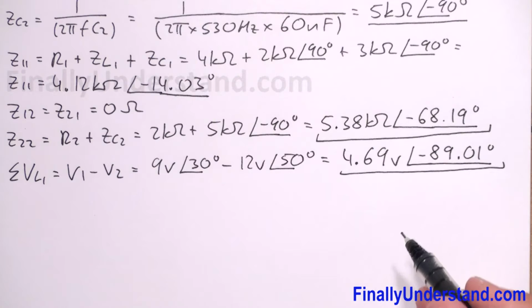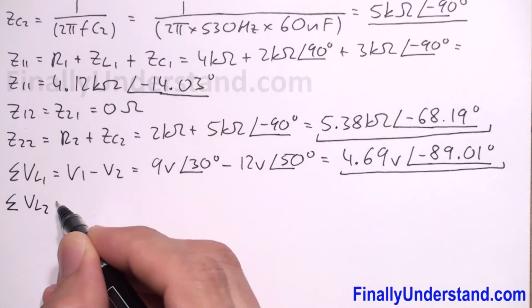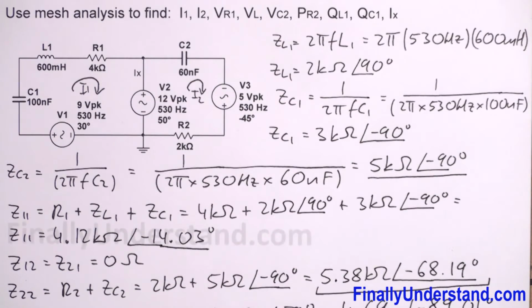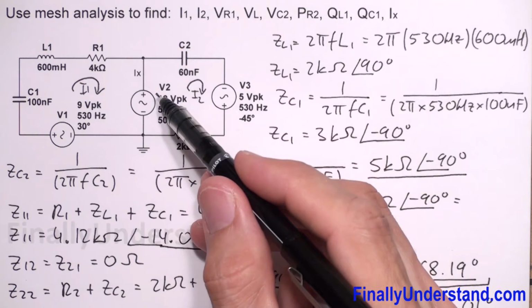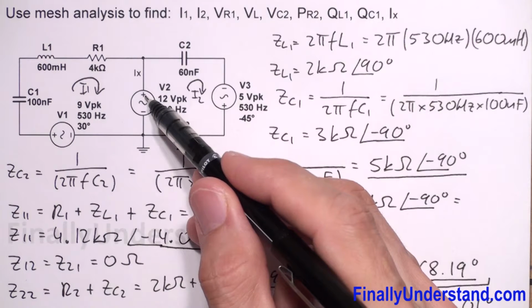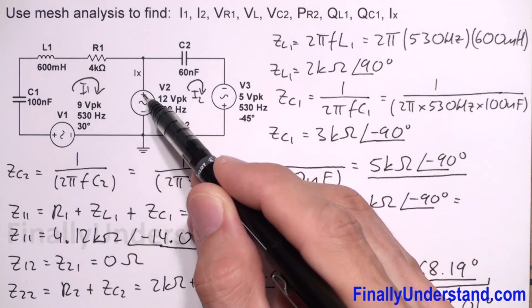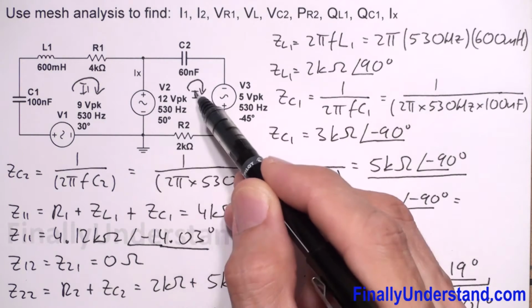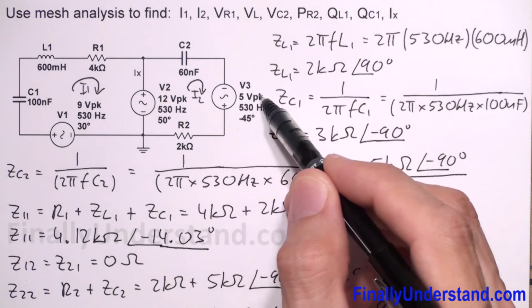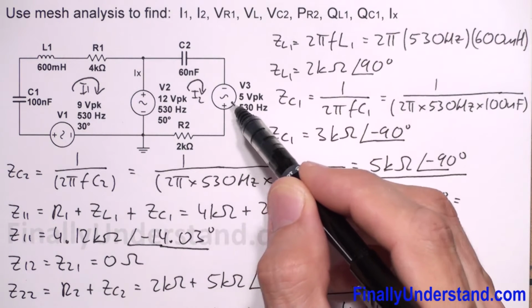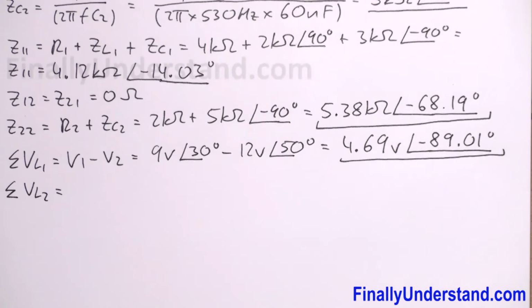Okay, so next we're supposed to find the sum of the voltages in loop 2. In loop 2 we have two voltage sources. We have V2 and we have V3. V2 is going to push the current up, from positive terminal to negative. So the direction of the current pushed by V2 is going to be the same as I2, and V3 is going to push the current down, so the current is going to go in the same direction as I2. That's why I'm going to simply add these two voltages.